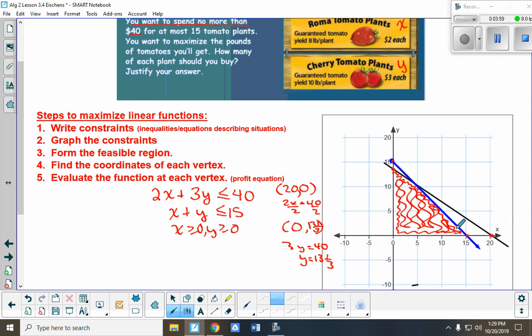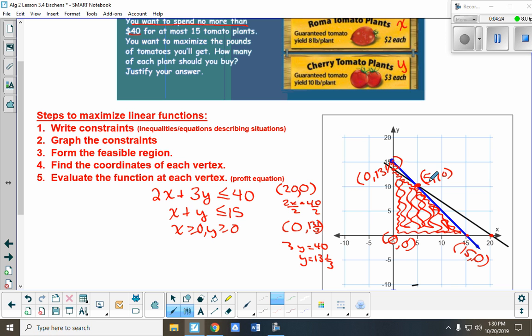So now we write down the coordinates of the vertices. So we have 0, 0, and we have 15, 0. And then we have 0, 13 1/3. And then right here, you want to graph very carefully. Your intersection is at 5, 10.